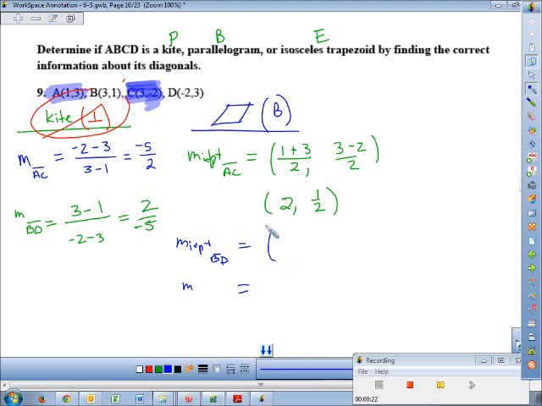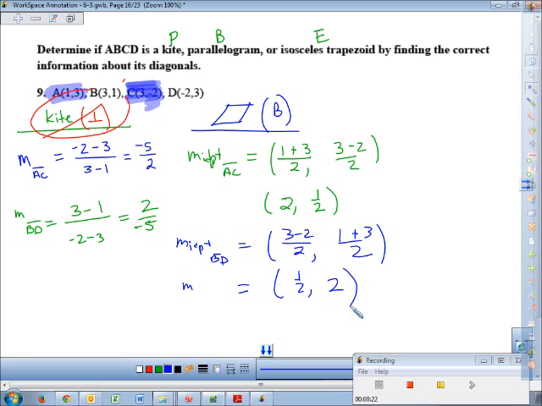I want to do 3 minus 2 over 2, and then 1 plus 3 over 2. Isn't that when we do x's together, y's together? That would be 1/2, 2. Correct? My bad. I was standing too close to the screen, couldn't read the ordered pairs very well. That's the same thing? So is it a parallelogram, yes or no? Nope. So we already know what the answer is going to be, right? But you still got to show it. Prove to me that you can use the distance formula.